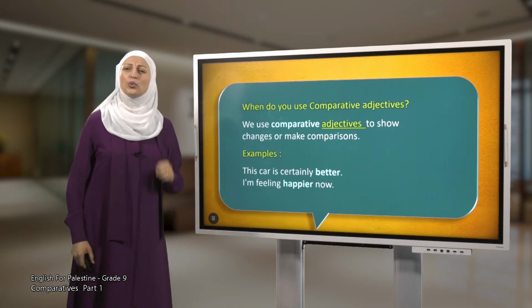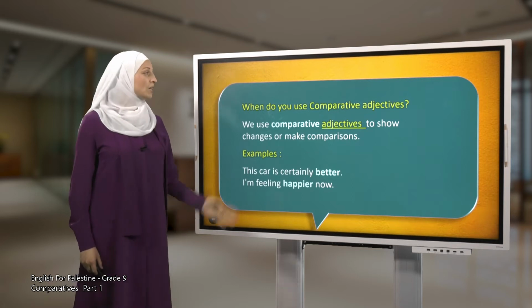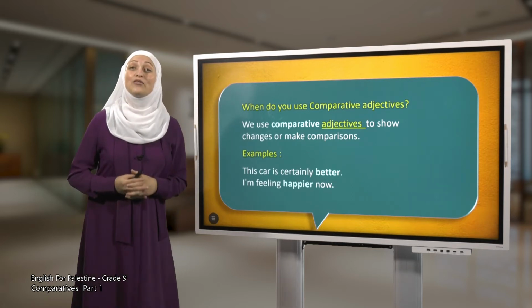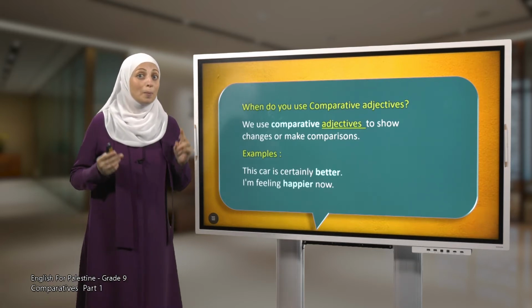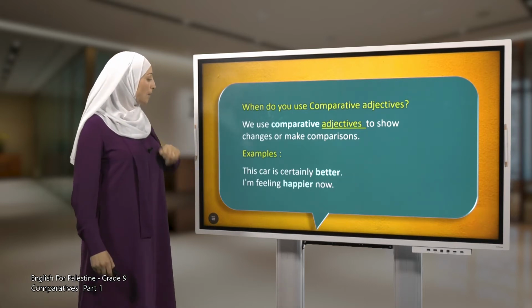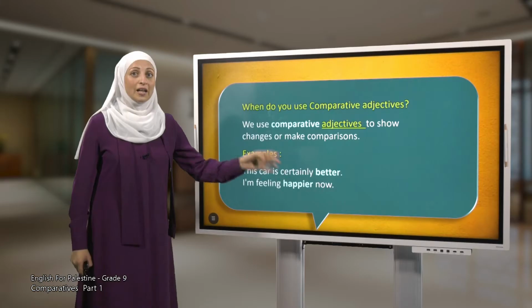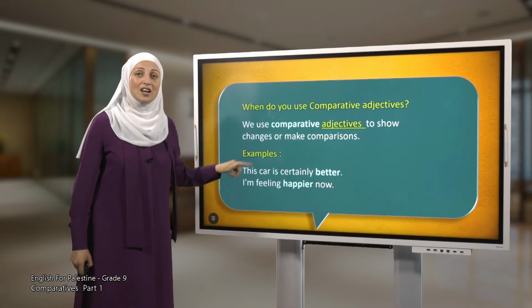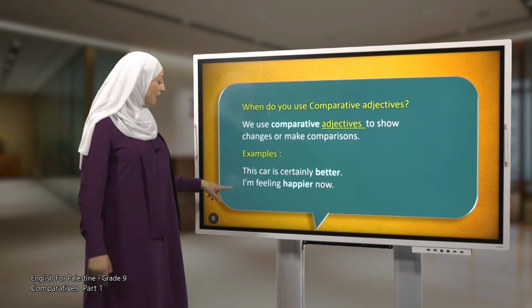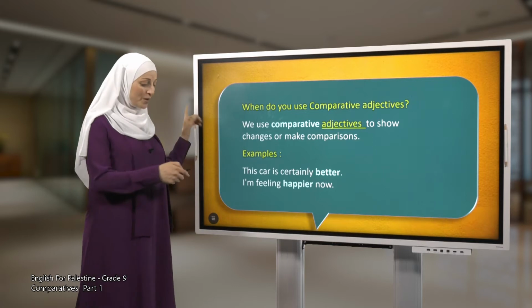So let's start with the first question. When do we use comparative adjectives? In fact, we use comparative adjectives to compare between two people or two things. Examples: this car is certainly better. Here, I'm comparing this car with another car. Number two, I'm feeling happier now.